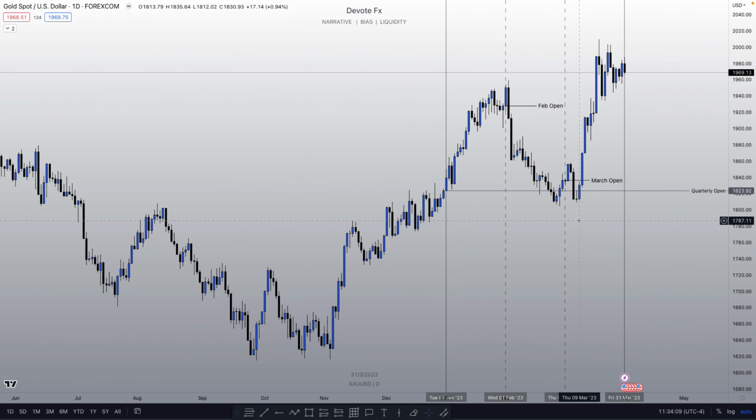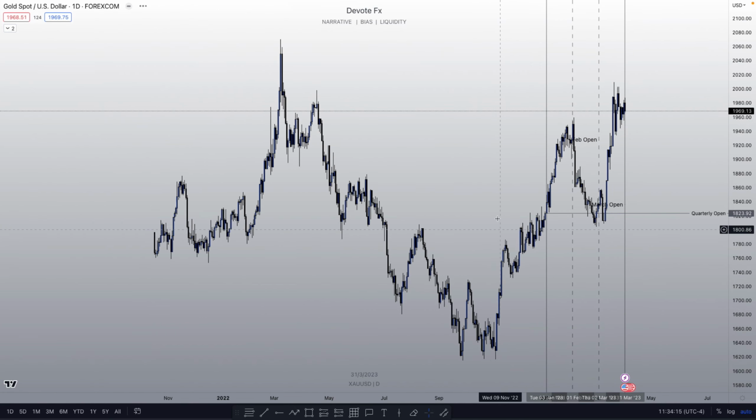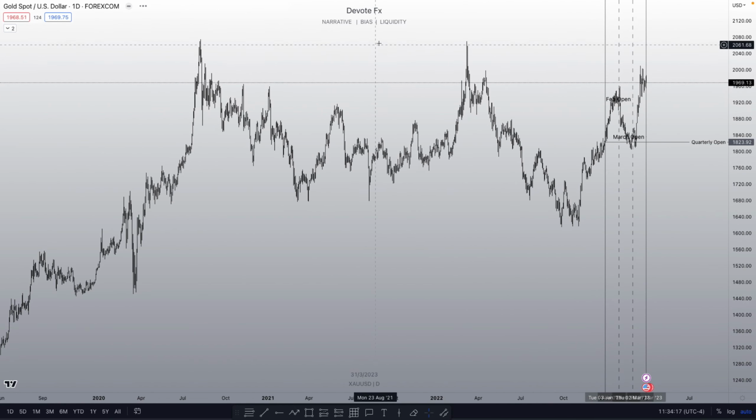So why am I not looking for deep runs lower on gold prior to taking out all-time highs? We do have these equal highs up here because of this set of lows right here.